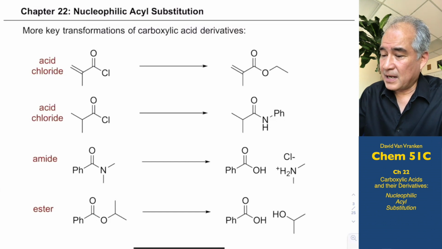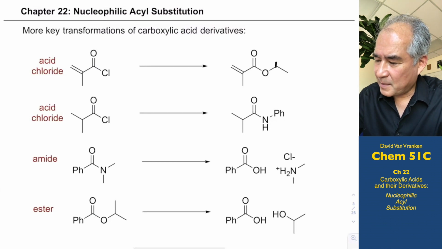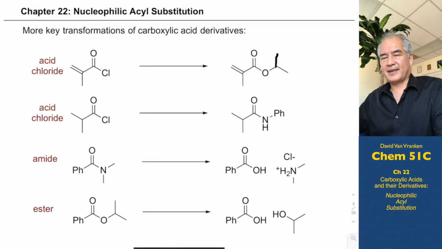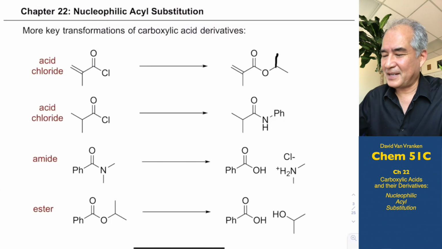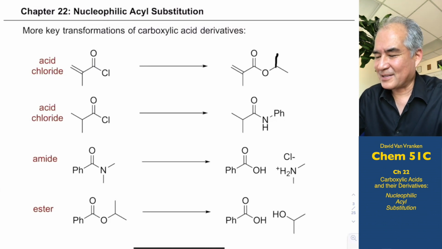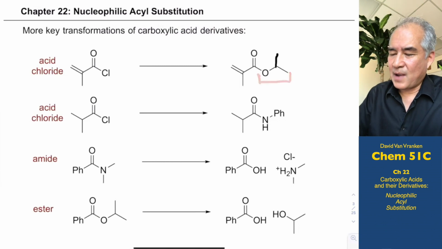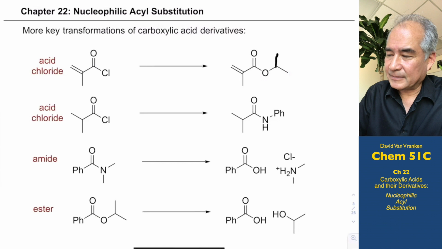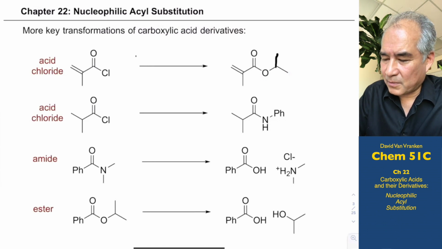So over here, let me try to make this more interesting. Let's suppose we want to make an isopropyl ester out of this, or any ester of any exotic structure that you want to make. I guess isopropyl is not so exotic. You just look at this part of the molecule, and then you add that alcohol. It's that easy.